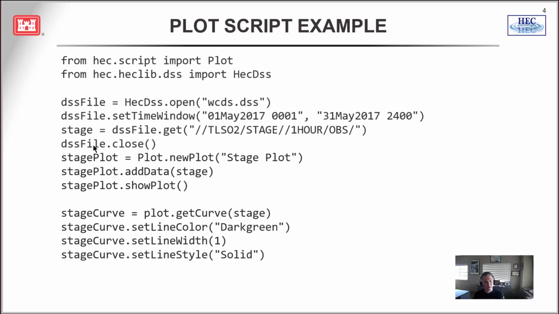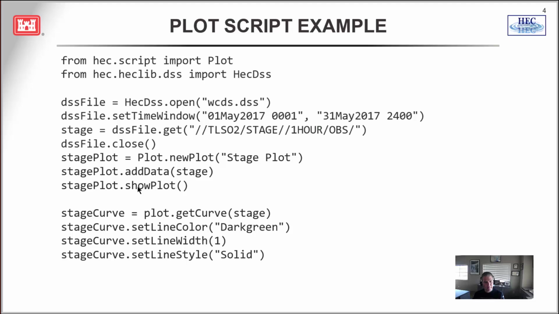And then plot, we're going to create a new plot. So there's the new plot method. There's the name of the plot that's going to be created. We're adding data to the plot. It's the stage data that we loaded from the DSS file. And then the show plot method is what's used to open the plot so that you can see it.